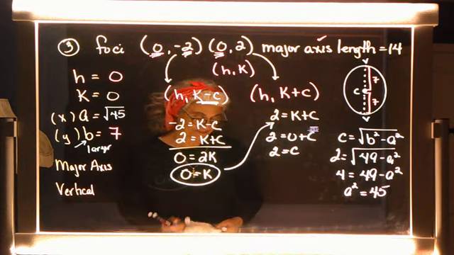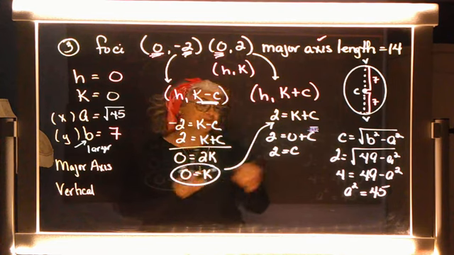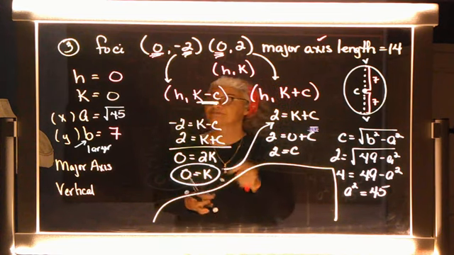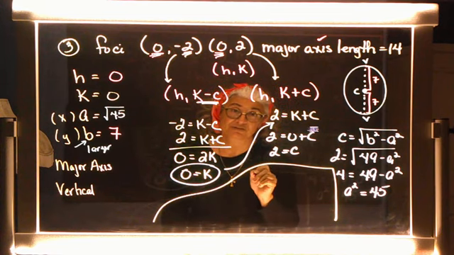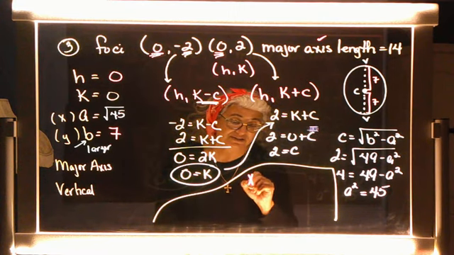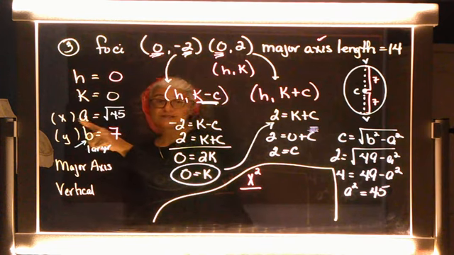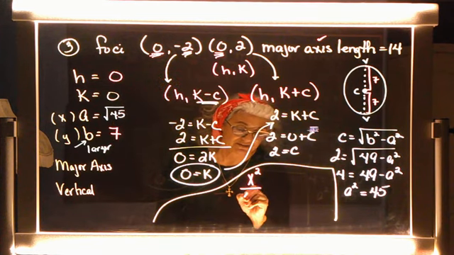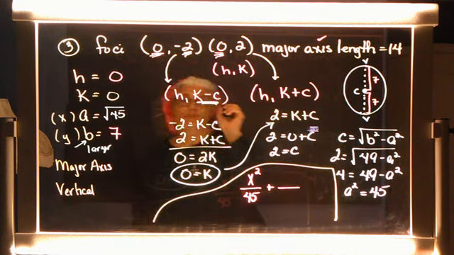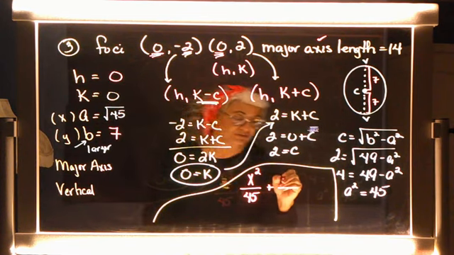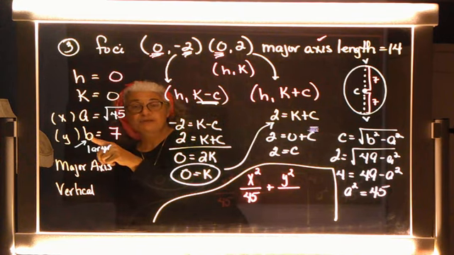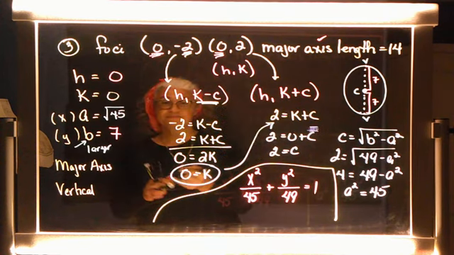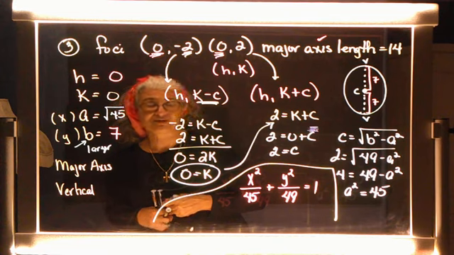Okay. I've got all the pieces to my puzzle, don't I? So let's write this out. x minus h. What's h? 0. So it's just x squared, isn't it? Over a, because we said a is going under x. Well, I square this number. What do I get? Yeah, 45. y minus k. Well, k is 0, so y squared over, yeah, we put the b under the y, so 7 squared, 49, equals 1. Good?